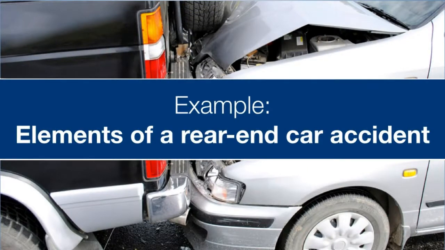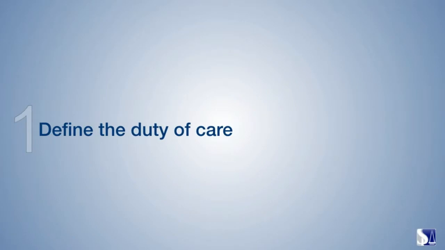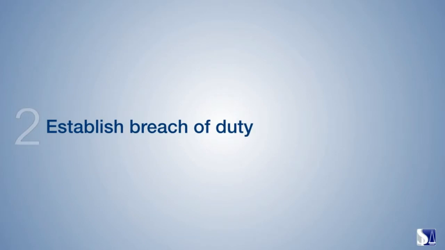Here's an example involving elements of a rear-end car accident. This example uses a simple rear-end collision to illustrate the different elements of a personal injury claim negotiation. 1. Define the duty of care. You were stopped at a red light when a driver came from behind and smashed into the rear of your car. The driver had a duty of care not to follow too closely and to apply the brake before hitting you.